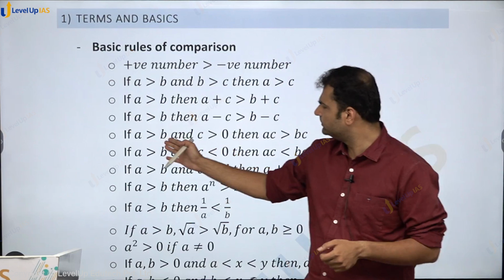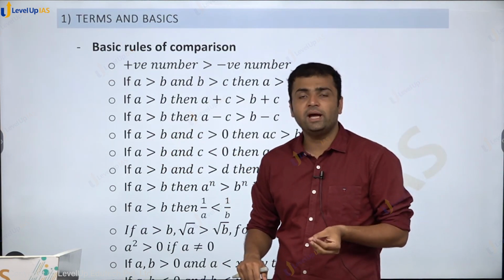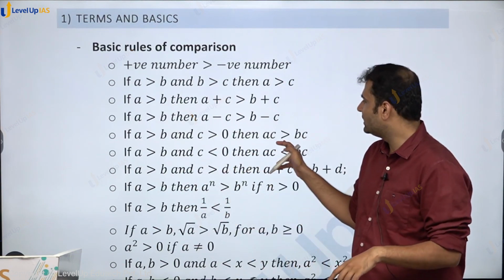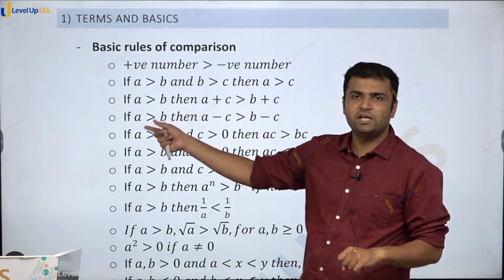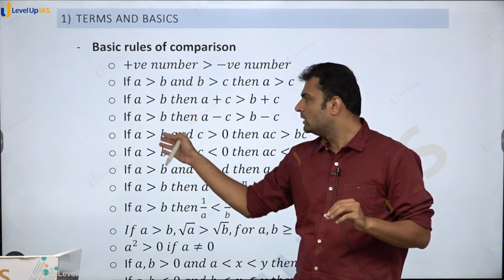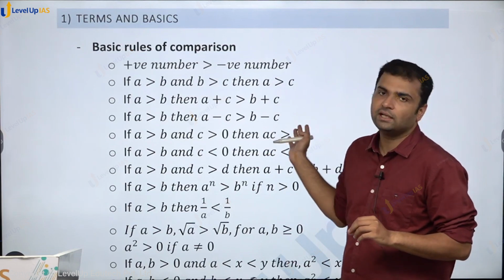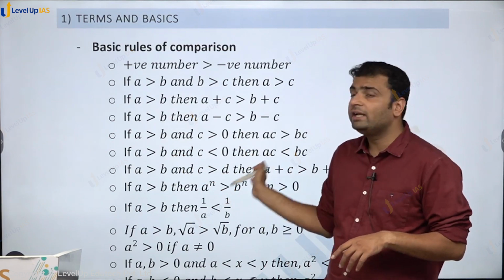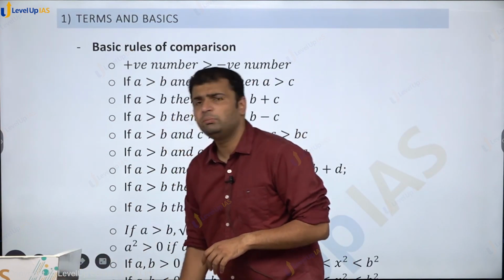Fine. Next, if A is greater than B and we multiply both the sides by a number greater than 0, then the inequality does not change. Meaning, if C is greater than 0 and we multiply both the sides of the inequality by that constant, then the inequality does not change. The sign stays as it is. AC greater than BC. If C is less than 0, then the inequality reverses. Again, if there is any confusion, please just take an example.